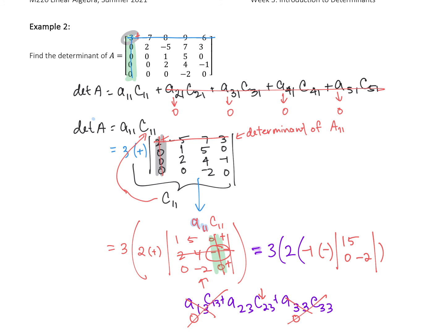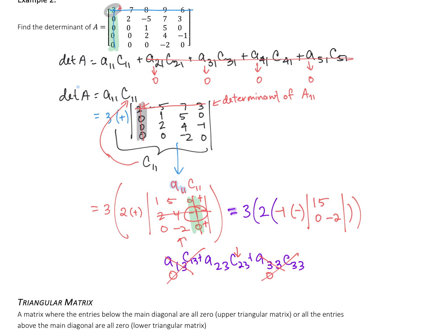But at this point, we are so close, right? So the determinant of this, if we put this all together, we have 3 times 2 times a +1 times -2 times 1 minus 5 times 0. So we have 3 times 2 times 1 times -2 gives me a -12. And we're done. Whew. All right. That was a fun adventure. I hope you enjoyed it. I certainly did. Let's talk about how to make our lives a little easier.